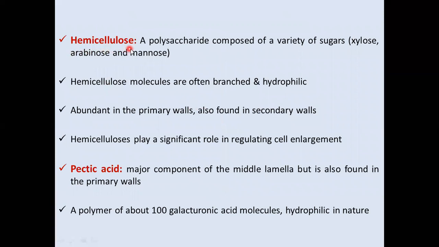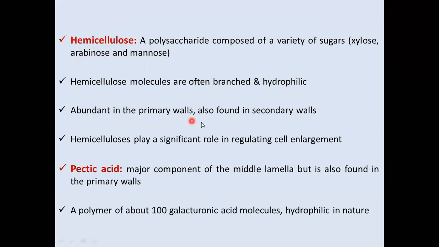Next one is hemicellulose. It is a polysaccharide composed of a variety of sugars, monosaccharides such as xylose, arabinose, and mannose. These are monosaccharides and carbohydrates. Hemicellulose molecules are often branched and hydrophilic. These are branched molecules and are water soluble.